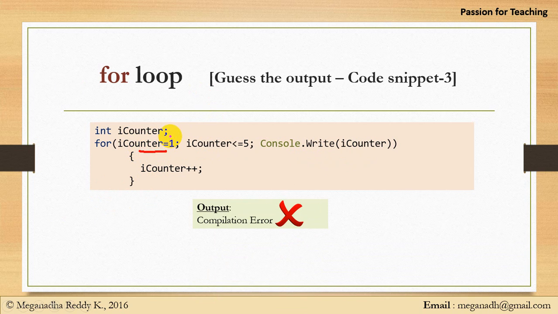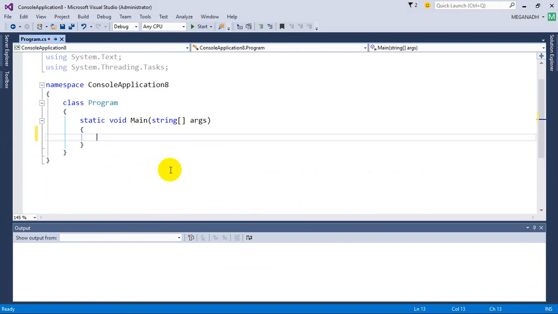So it will check for initialization, condition, and it will increment, and then it will print I counter. So the first time I counter will be printed as 2, and 3, and 4, and 5, and 6. So the output for this is 2, 3, 4, 5, 6. Okay, so this we have to remember. So let's see the same thing in Visual Studio.